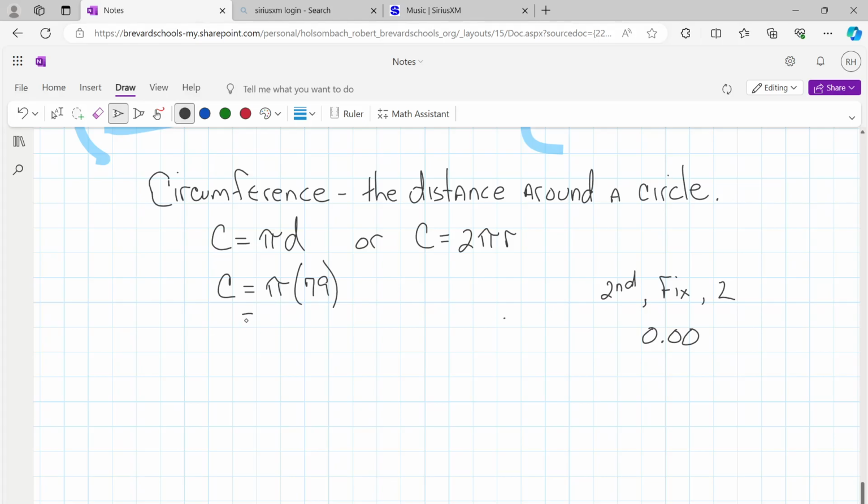So now on your calculator, if you would, just push 79 times pi button and hit equals. And everybody should get 248.19. All right, so the circumference of that circle is 248.19.